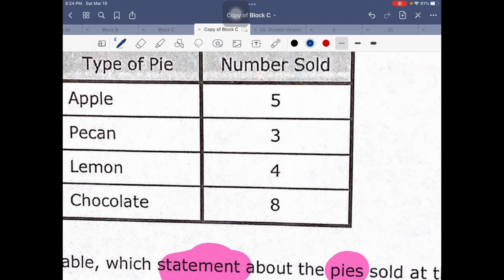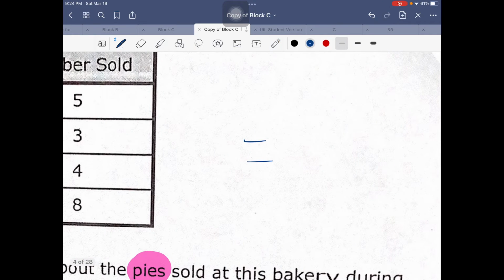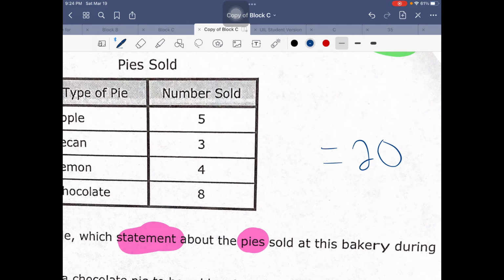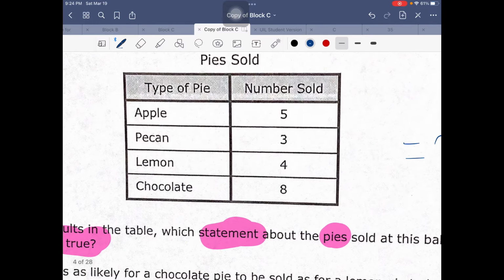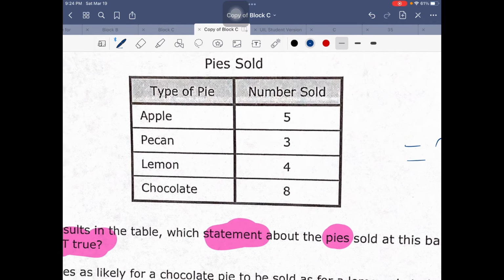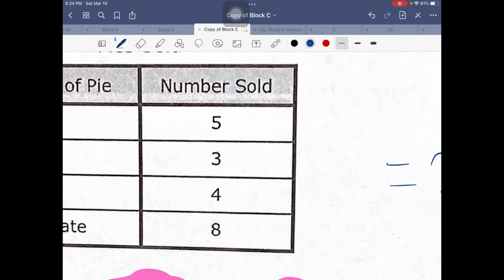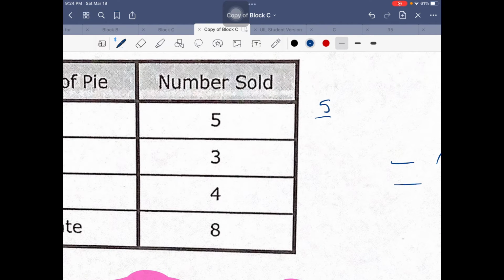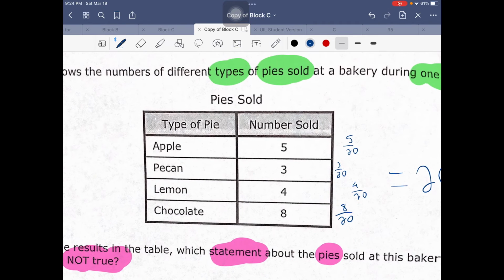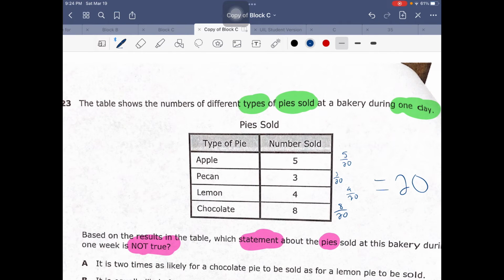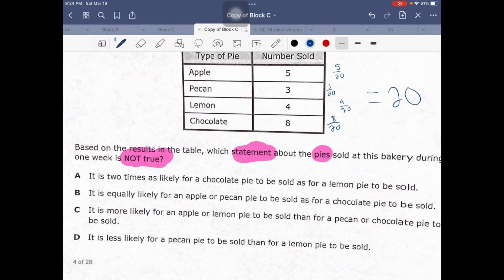Now, 8 plus 4, what's 8 plus 4? Plus 3? Plus 5? 20. Now that I have the total, right? I can even try to label it 5 out of 20, 3 out of 20, 4 out of 20, 8 out of 20. That's something that will help you a lot if you're dealing with data or trying to compare them, trying to see what's true and what's false.